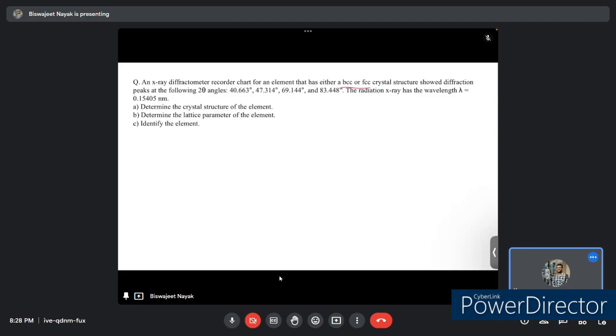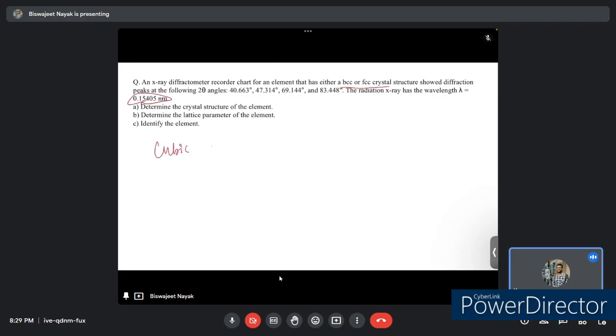So moving on to the next question: an X-ray diffractometer recorder chart for an element that is either a BCC or an FCC crystal showed diffraction peaks at the respective 2 theta angles. The X-ray radiation has a wavelength of 0.15405. So we have to calculate the crystal structure and the lattice parameter, and identify the element. The element is either BCC or FCC, so it is a cubic structure.